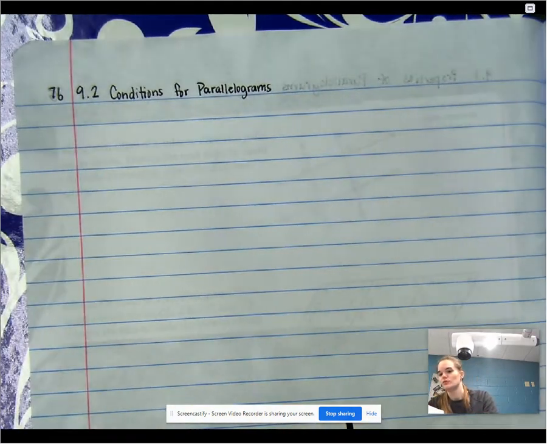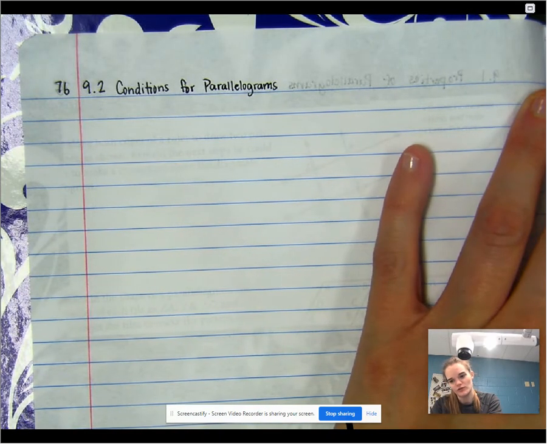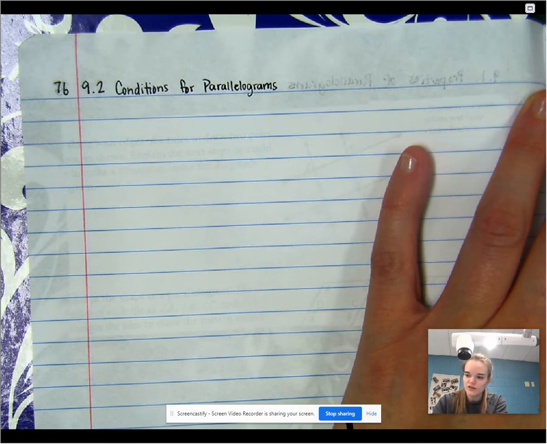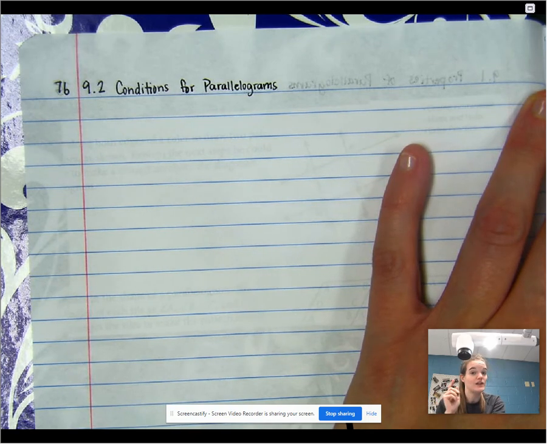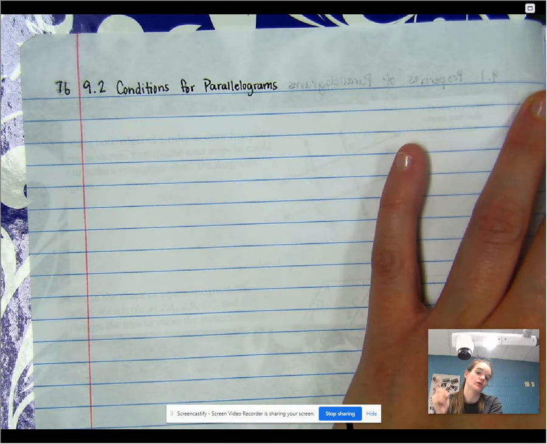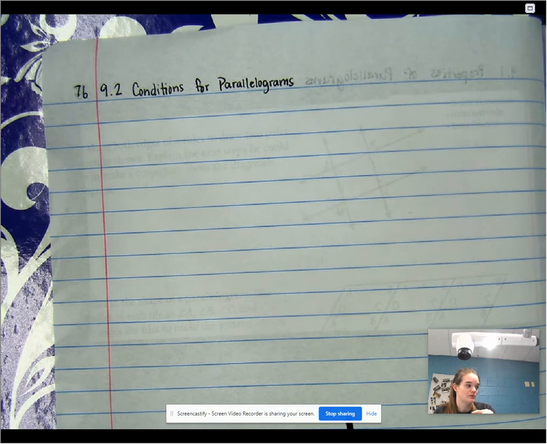So there is a difference between properties of parallelograms and conditions. It's almost like converses and a theorem. Conditions are going to kind of be the opposite. So in 9.1, when we have properties, we said, hey, here's a parallelogram. Here's what you know is true since you know it's a parallelogram. Well, the conditions today is going to be the opposite. It's going to say, hey, we have these certain properties or conditions that are true. Can you say if it's a parallelogram or not? So we're actually going to be proving that something's a parallelogram now with the properties we talked about yesterday. So kind of going in the opposite direction there.